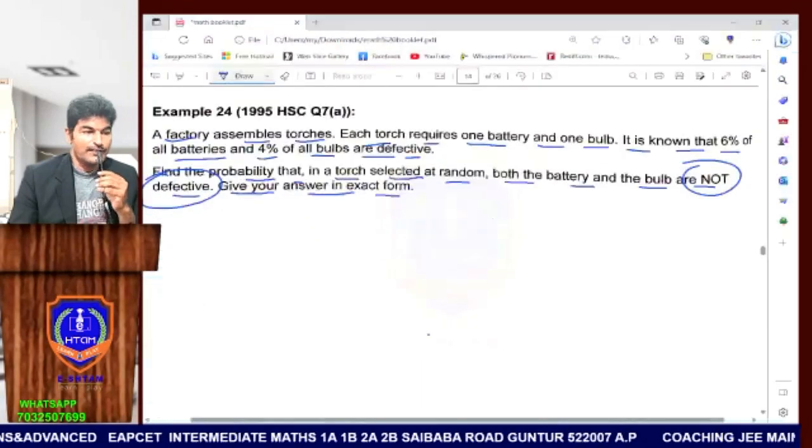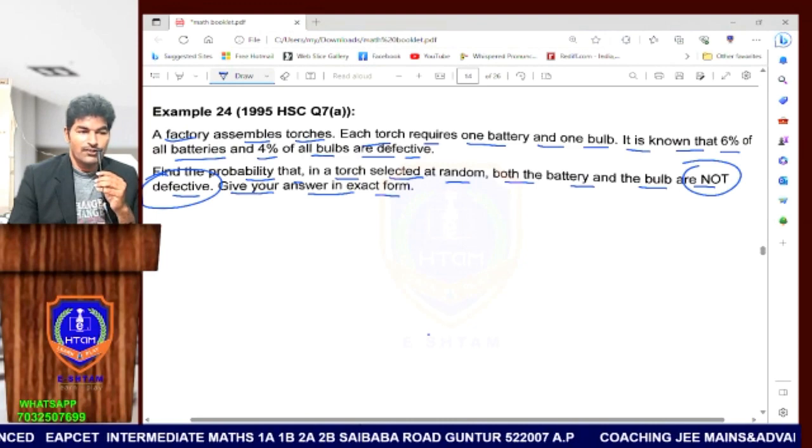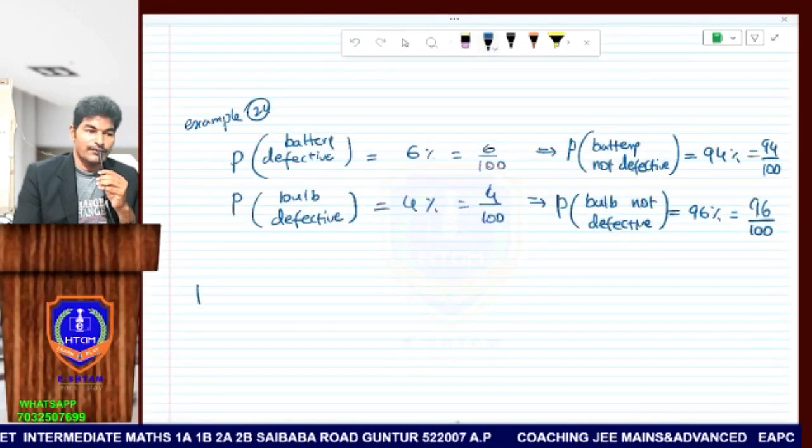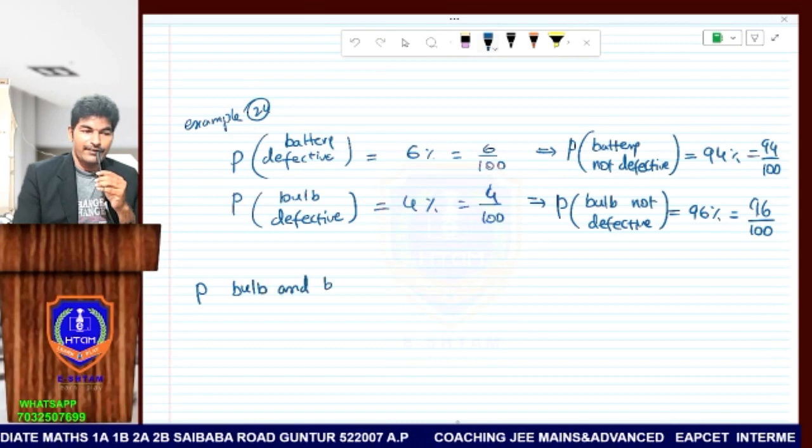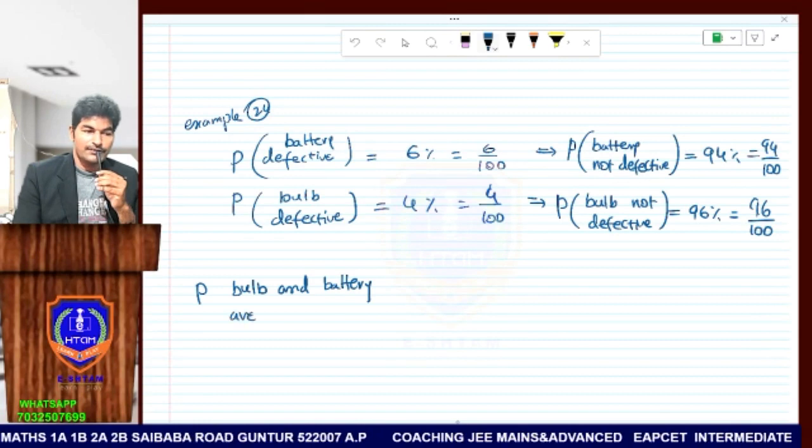So what is the question asking for? He is asking you to find the probability that a torch selected at random has both the battery and bulb not defective. Okay, so write down the probability of bulb and battery are not defective.